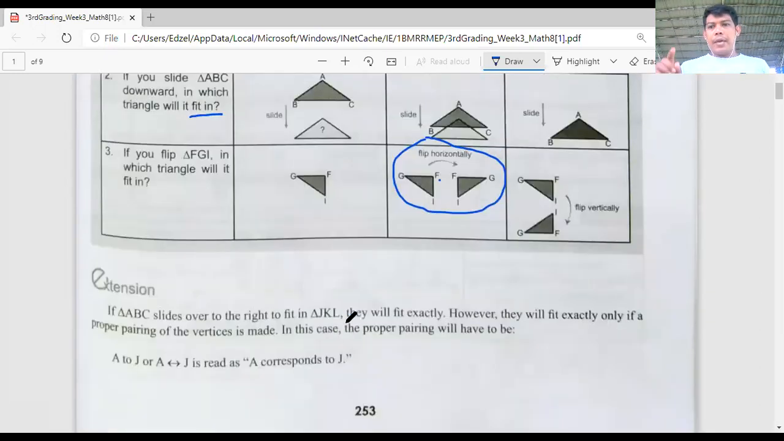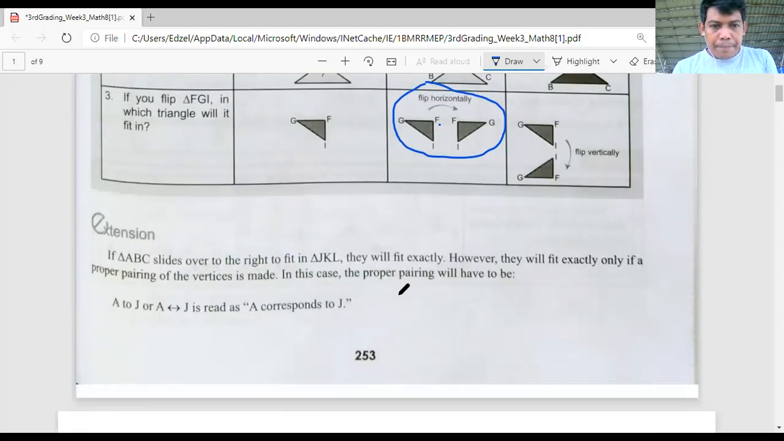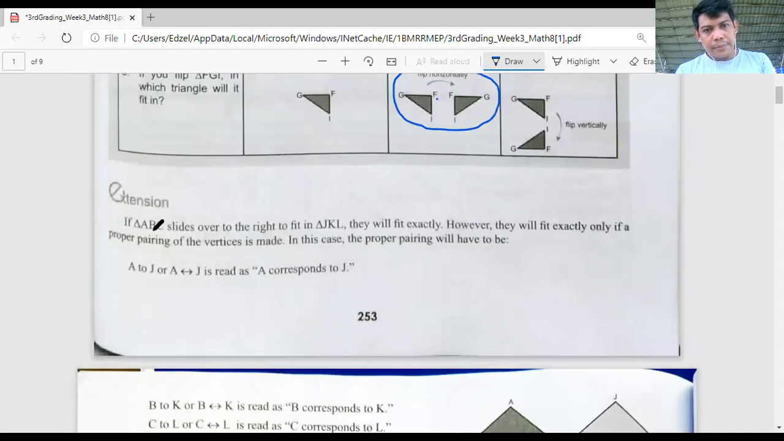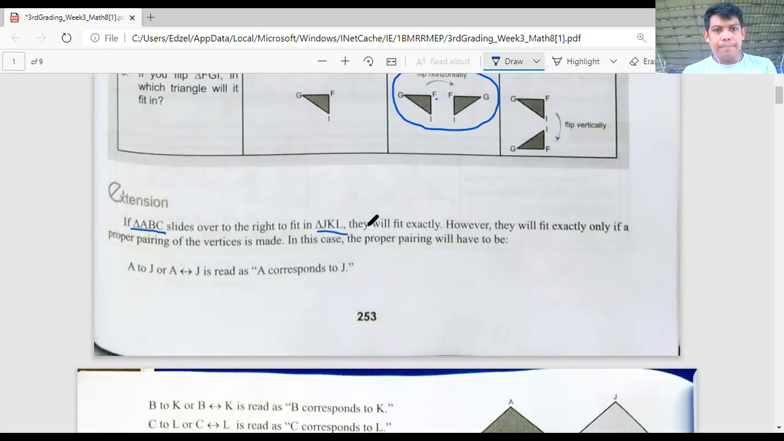But to write it on paper, this is an example of congruent triangles wherein we only inspect it with our own eyes. Ato lang tanawon. But there are things we need to really write, the corresponding angles and the corresponding sides, so that we can prove that really they are congruent. For example, if triangle ABC slides over to the right to fit triangle JKL, so we have two triangles here, triangle ABC and triangle JKL. Pag i-slide over natin to the right, they will fit exactly, and so therefore, they are congruent.